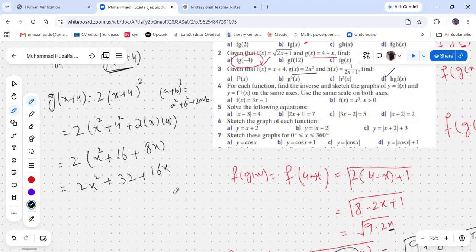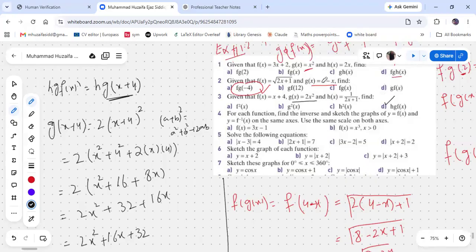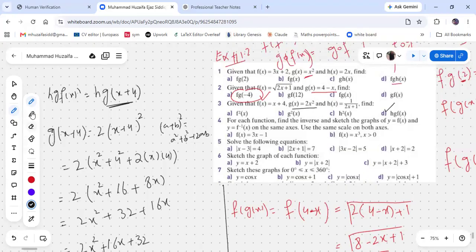Now we rearrange it. In rearranged format, 2 of x square, this is the 16 of x, and this is our 32. Our question is not completed yet, because here we are just finding this type, and our demand is the composition of the three functions. Here we are finding the composition of two functions.